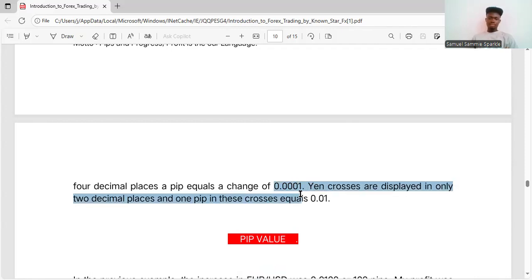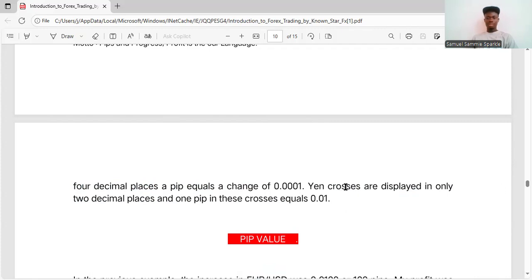This right here is an example of a pip. I also have pipettes. But for yen currencies, they are only displayed in 2 decimal points. But for pips, they are displayed in 4 decimal places. But for yen crosses, they are displayed in this value.